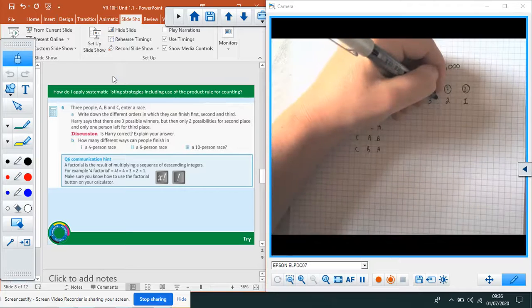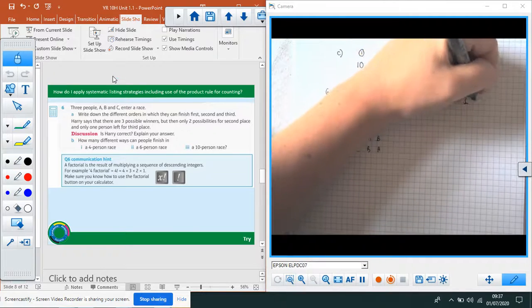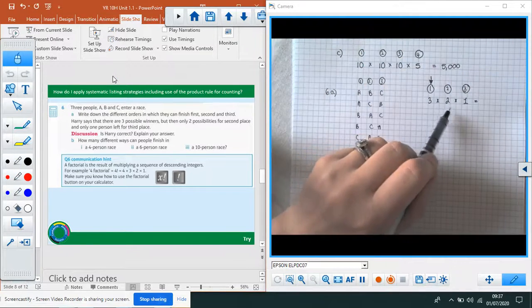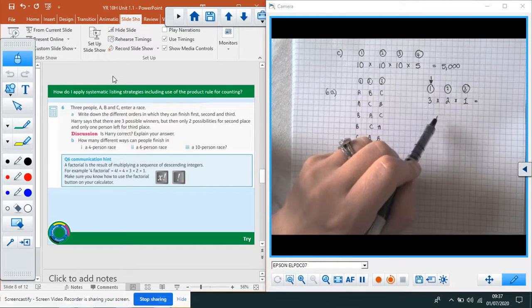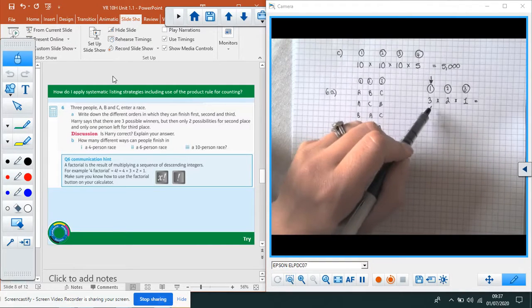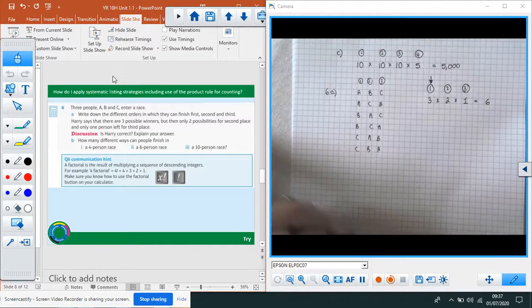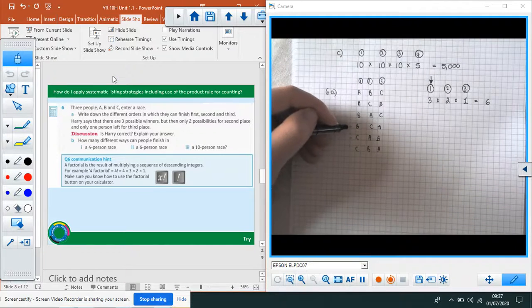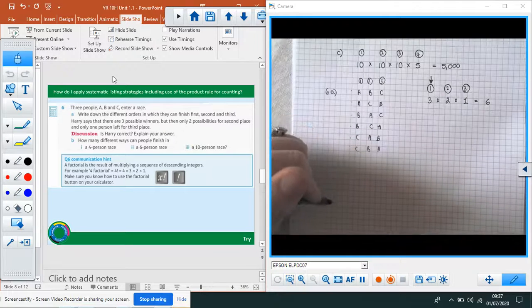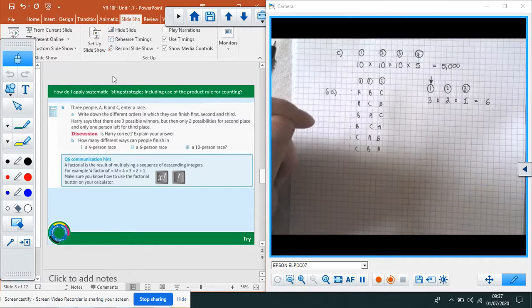So if I carried on doing what I was using before, and I did 3 times 2 times 1, it would tell me the number of possible outcomes is 3 times 2, which is 6, times 1. So there's 6 possible outcomes. Is that right? Let's look. 1, 2, 3, 4, 5, 6. Yes. So Harry is correct.